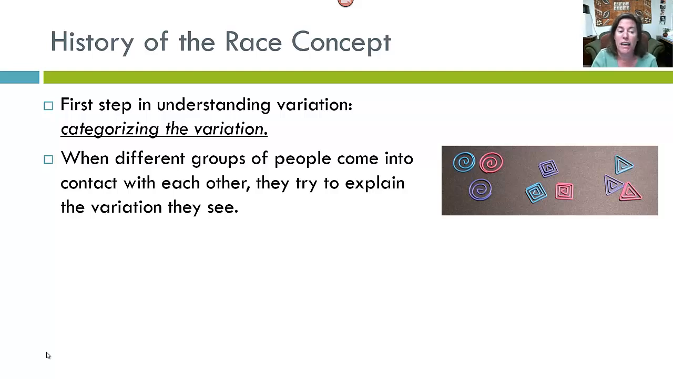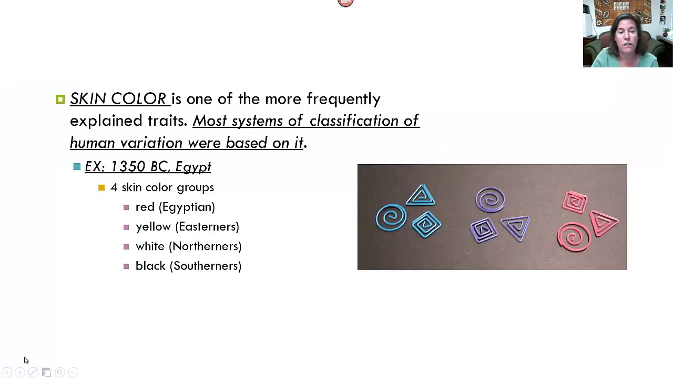When different groups of people came into contact with one another, they tried to explain the variation that they saw. When you encounter someone that looks different than you, you try and understand how they look different and why they look different. Skin color is one of the most frequently explained traits. Most systems of classification of human variation were based on it. One of the earliest examples of a system of classification of human variation came from 1350 BC in Egypt. The Egyptians identified 4 different skin colors. The first were red for the Egyptians, yellow for the Easterners, white for the Northerners, and black for the Southerners.